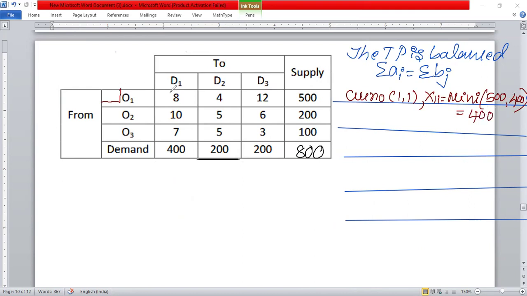Yes, so allocation is 400, we have to write like this. Minimum is 400 and subtract. 500 minus 400 is 100. 400 minus 400 is 0. Now we have column 0, so we move on to row. Now we are getting to cell number 1,2. Cell 1,2, x12 is equal to minimum of 200 and 200.